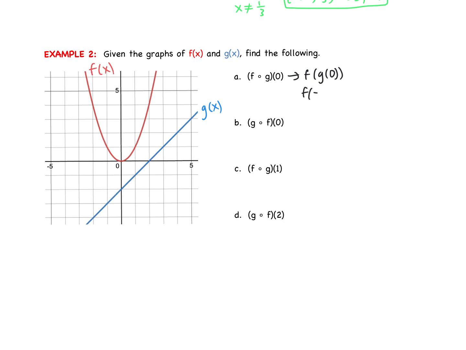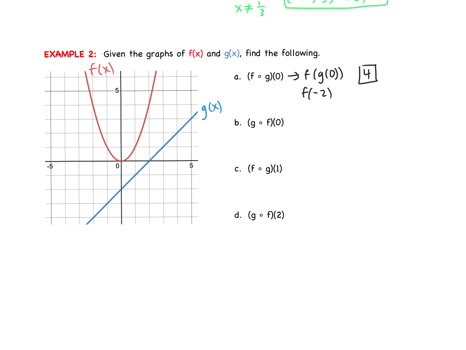We're finding then f of negative 2. So g of 0 is negative 2. Now I'm saying x is negative 2. What's y using function f? So x is negative 2, y then is 4. So our final answer here would be 4. This, I'm fairly confident you haven't seen before. You've seen the compositions, but probably not off of a graph.